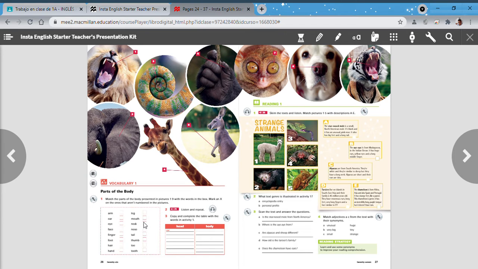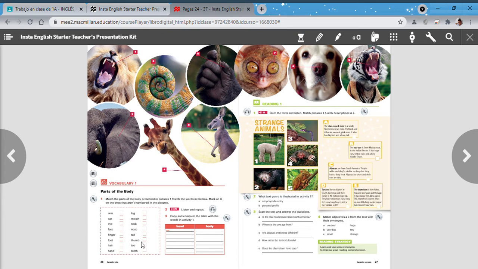What about leg? X, no one. Mouth? What number? Number 9. Yeah, this is the mouth of the tiger. Let's continue with neck. Of course, the giraffe. Number 4. Neck number 4. Mouth number 9. What about nose? Number 8. This is the dog's nose. What about tail? Exactly, I said at the beginning, it's a tail. Number 3.